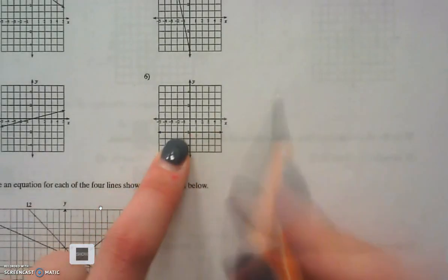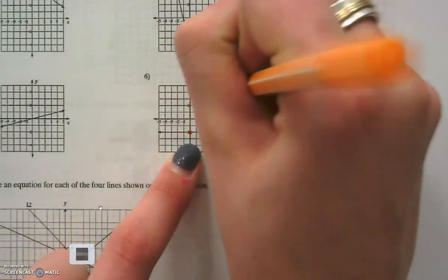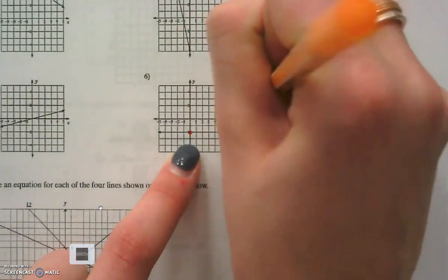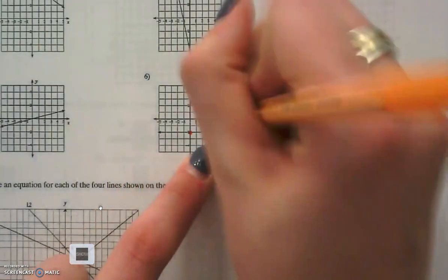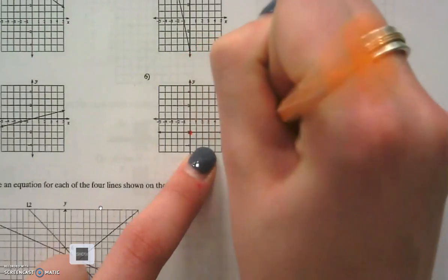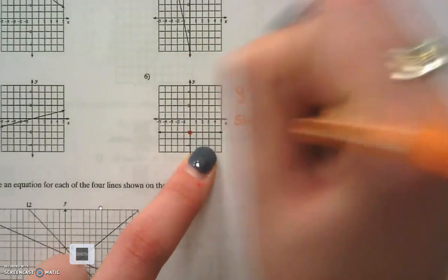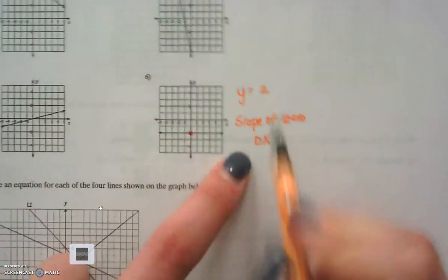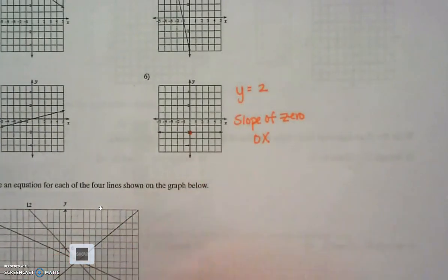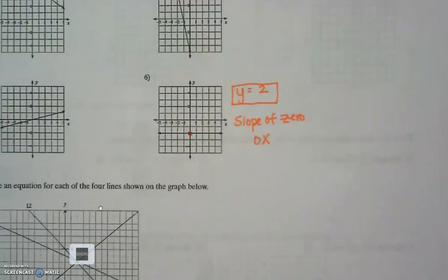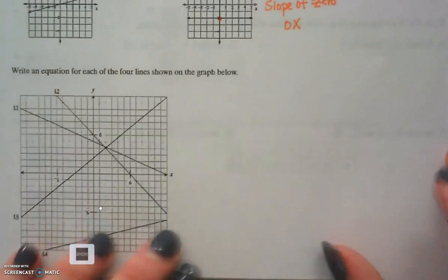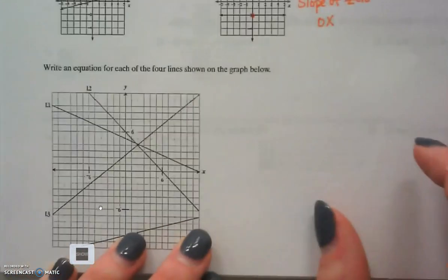This last one has a y-intercept at 2. Does this line move up or down? No. It has a slope of 0. So if we wrote 0x, what's anything times 0? 0. So this is the equation of a horizontal line. Y equals something. I also challenge you to write the equations of these 4 lines here.